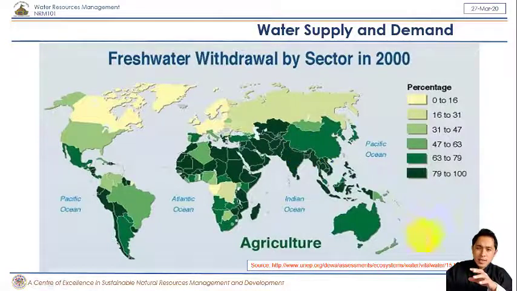Again, if you look at those dark green countries where the withdrawal of water is from 79 to 100%, these are countries like India, some Middle East countries, some countries in South America. So these are the countries where water resources are already becoming scarce. They have more demand, but the supply is quite less, and they have already exhausted the water supply.